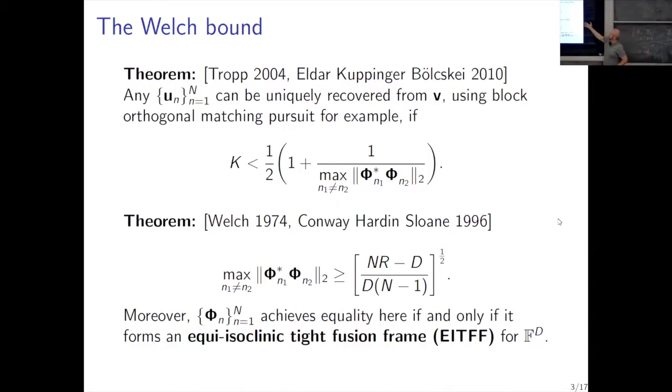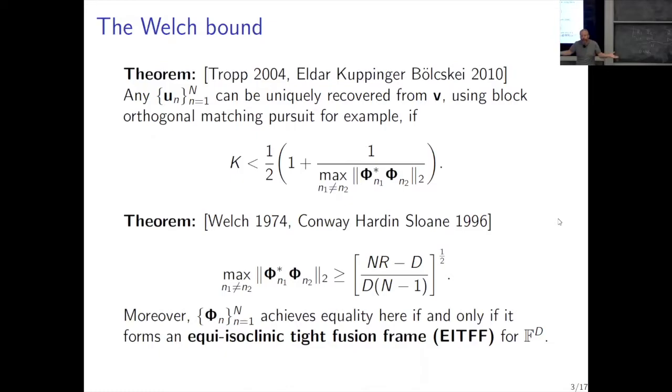Inspired by this, our community is trying to design subspaces so that this quantity is as small as possible. But then reality sets in. If the matrix here is short and fat, which is really the case that we most care about, when N R is bigger than D, then you can't choose all of these subspaces to be mutually orthogonal to each other.